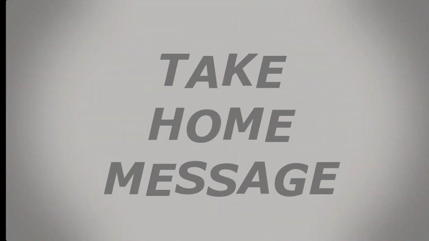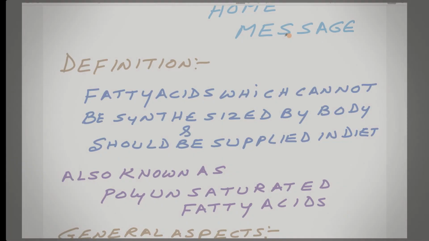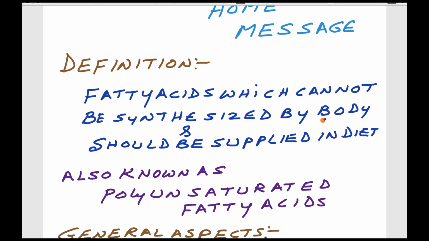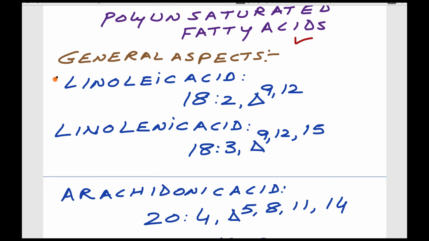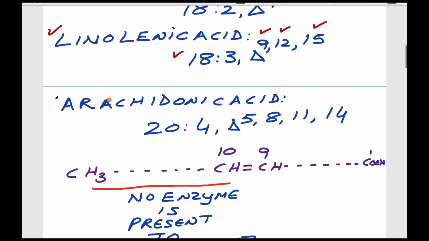We have discussed the essential fatty acids. Let us summarize. Definition: fatty acids which cannot be synthesized by the body and should be supplied in the diet. They are also known as polyunsaturated fatty acids. Linoleic acid and linolenic acid are the strictly essential fatty acids. Both are 18 carbon. Linoleic acid contains two double bonds, between 9 and 10, 12 and 13. Linolenic acid contains three double bonds, between 9 and 10, 12 and 13, and 15 and 16. Arachidonic acid can be synthesized from linoleic acid. It contains 20 carbons and 4 double bonds, between 5 and 6, 8 and 9, 11 and 12, 14 and 15.